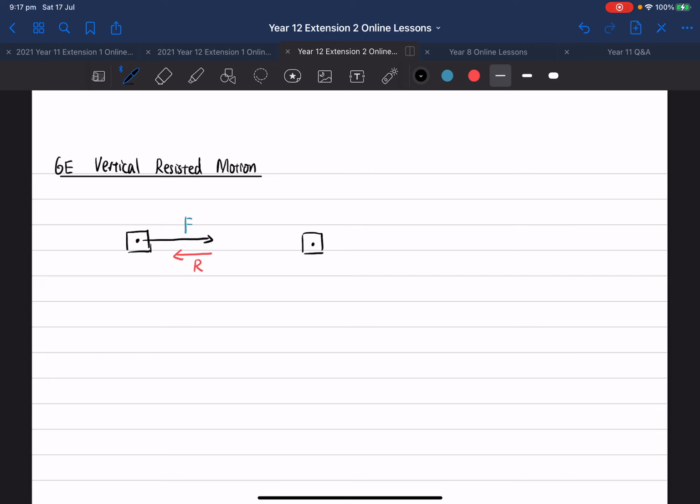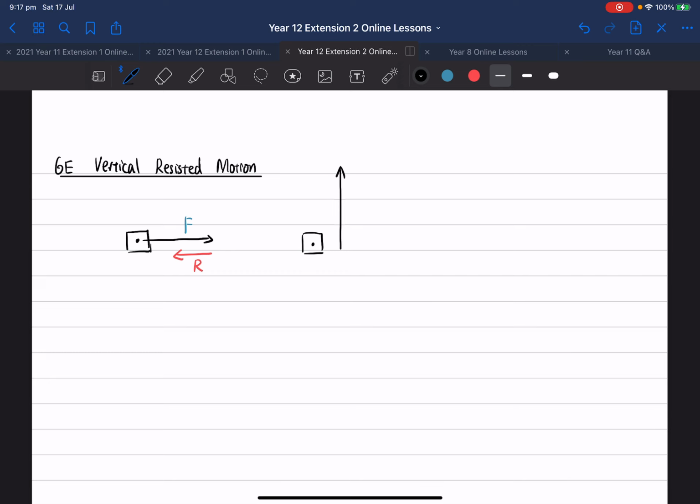So for example, if we have the object like this, and I'm going to throw the object, fired upwards using the initial velocity v0. The object's going up like this. All right, so if the object's going up, then we need to think about what are the forces acting on this object right now.